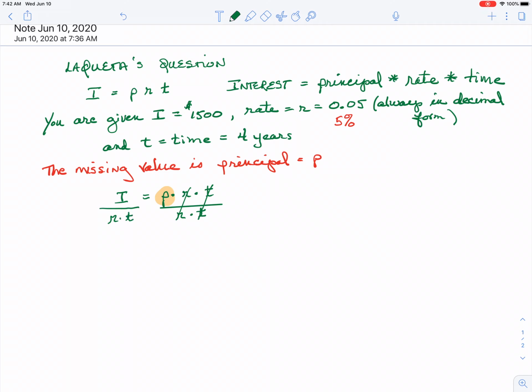All right, so when I rewrite this, on the left I have interest divided by rate times time on the bottom equals P, principal, because that's the only piece that remains standing. Okay, so that's the first step, which is to isolate the variable P. The second step then is to make these replacements. So it tells me interest is $1,500. So right there in that spot, I'm going to put the $1,500.